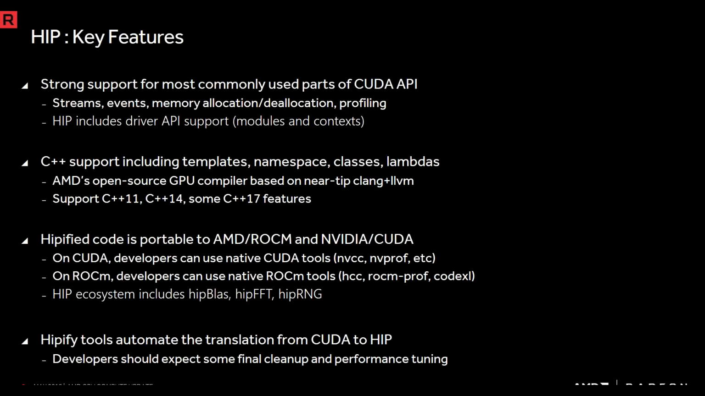Yeah, so let us just quickly go through some of the features, and then we'll move on to the DNN frameworks. We have strong support for HIP features, which is HCC and then the HIP converter. Strong support for most commonly used parts of CUDA APIs. I'll show you in the next slide how we have a mapping from CUDA APIs to our APIs. Streams, events, memory allocators, deallocators, profiling. HIP also includes driver API support modules and context.